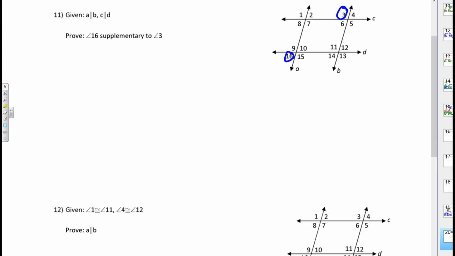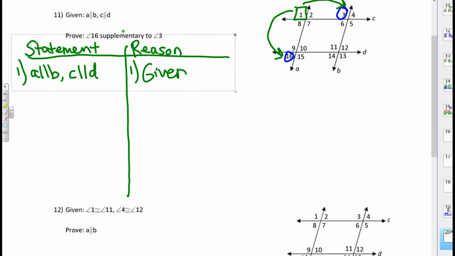So what I want to do, just like before, is choose a helper angle. And my helper angle needs to have a good relationship with both of the angles. If I choose angle 1, I like it because it corresponds with angle 3, and it's same side exterior with angle 16. So it's got a good relationship with both angles, so that's what I'm going to do. And we start our proof the same way we always do. We start off by listing statement and reason in a T-chart, and we list our givens. That's our good basic structure.